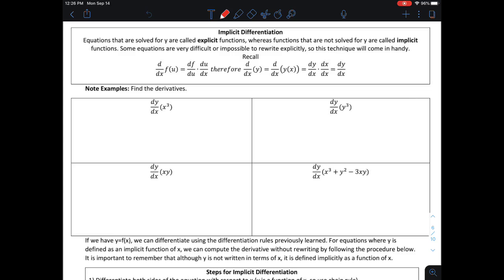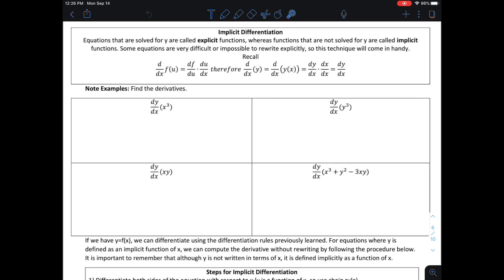Now that we've talked about the chain rule, we're going to extend the chain rule into allowing us to find the derivative of variables that aren't necessarily with respect to what we're differentiating to. For instance, if I'm taking the derivative with respect to x and I want to find the derivative of a function of y, how I would go about doing that.